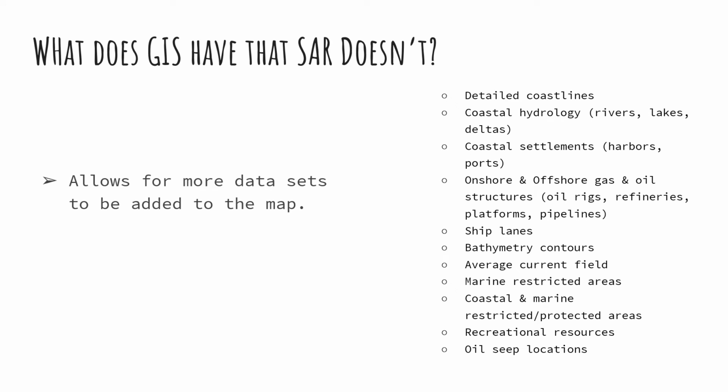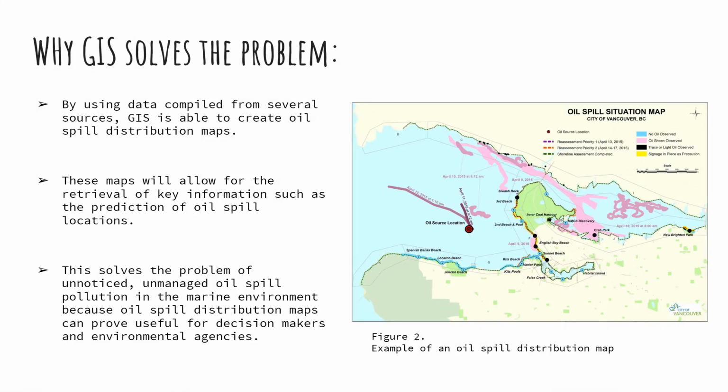What does GIS have that SAR doesn't? Well, GIS allows for more data sets to be added to the map, and by using different data sets such as those listed to the right, researchers and protection agencies can accurately map and identify oil spills and their sources. SAR imaging does not allow for additional data sets to be added, and it can only create 2D and 3D images. Now we're going to look at how GIS has the potential to solve this problem, or what the researchers of this study saw in GIS, why they think it should have been incorporated into this study.